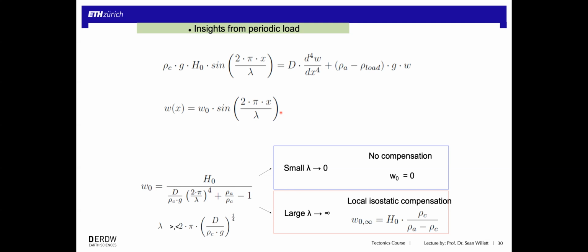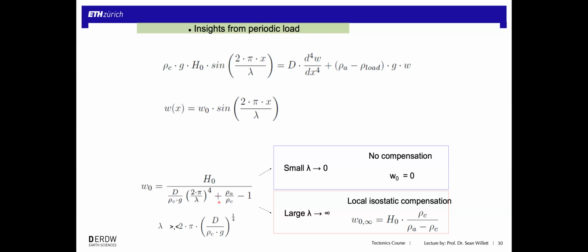But what it's really saying is that we have a different degree of compensation. So the W naught is different, right? Because that's a function of the flexural rigidity and so on. So the amplitude of the deflection is different depending on the flexural rigidity, but the wavelength does not change. And the other thing that comes out of this is that the W naught, the deflection, depends on the wavelength of the load.